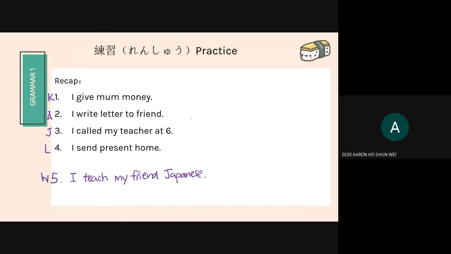Watashi wa tomodachi ni tegami o kakimasu. Correct. Okay, tomodachi ni tegami o kakimasu. Correct. Okay, due to no space, I probably will skip the watashi wa. Okay, tomodachi ni, right, to friend. Correct. Okay, clearly mention.